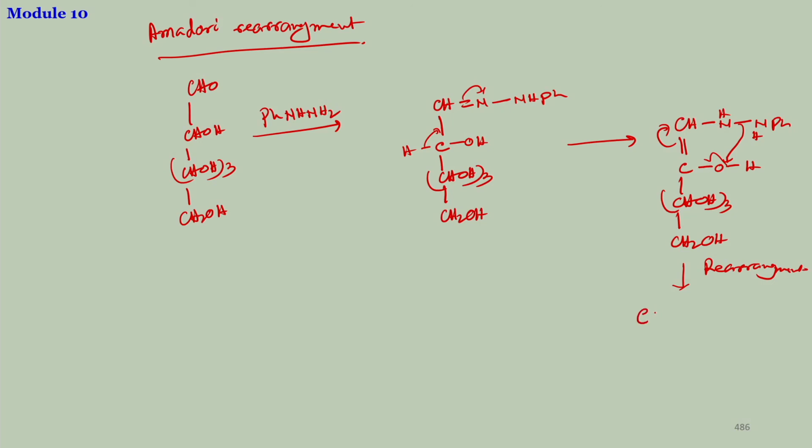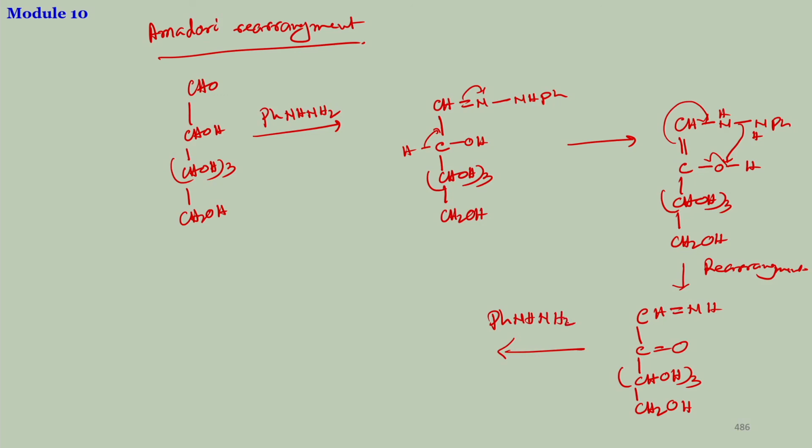So, you will remain with CH double bond N NH, and you will form a keto, CHOH whole 3 CH2OH. So, I will basically write it here, this is coming here, it will take up, will go there. And you exposed now another ketone. If you treat this with another molecule of phenyl hydrazine, that will again condense with the keto.